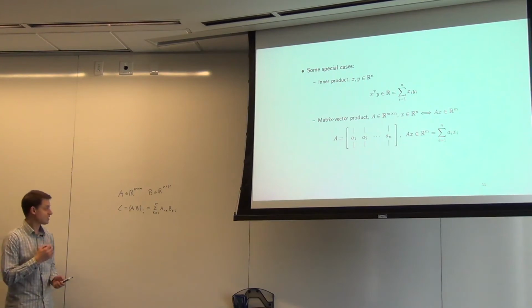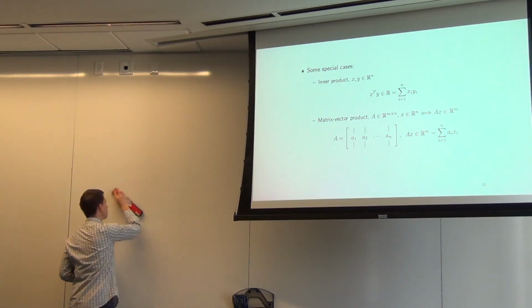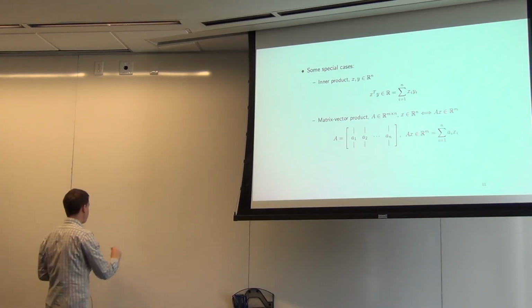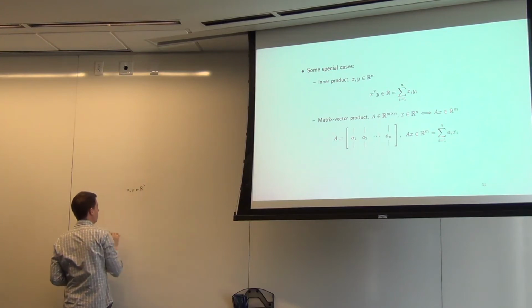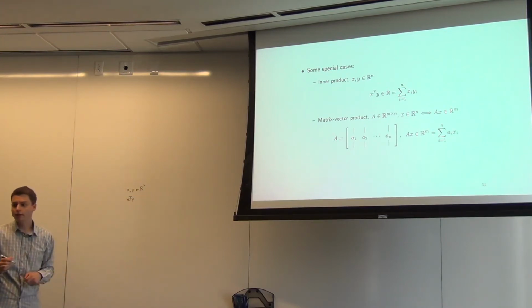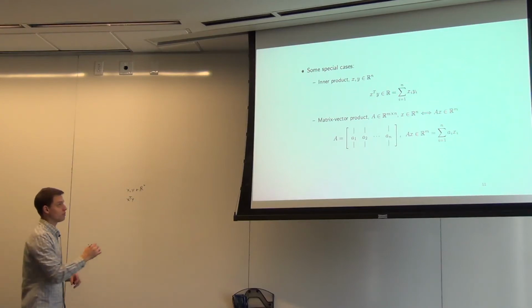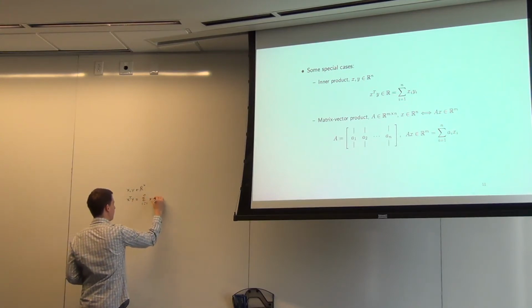One of these that comes up a lot is the inner product, which we've seen already, right? So if you have two vectors, x and y, of the same size, they're both in Rn, then x transpose y is just going to be equal to, and this is exactly the definition we saw before, the sum from i equals 1 to n of xi yi.